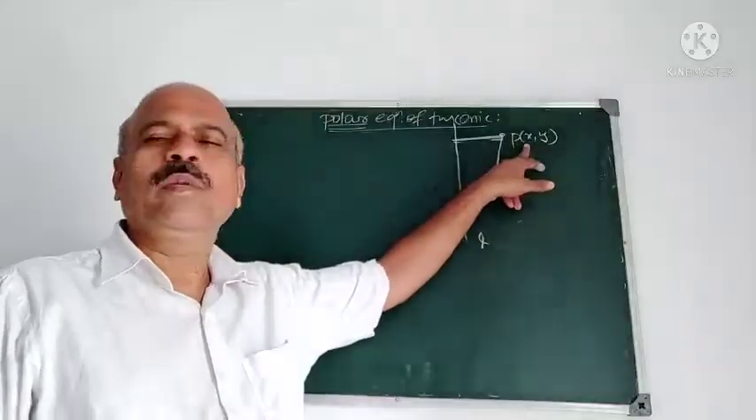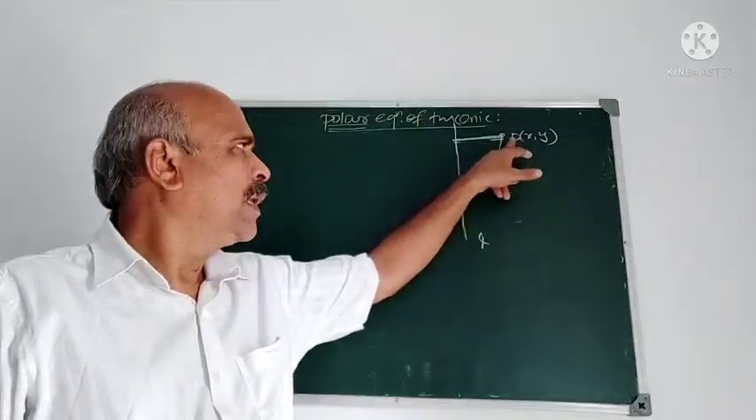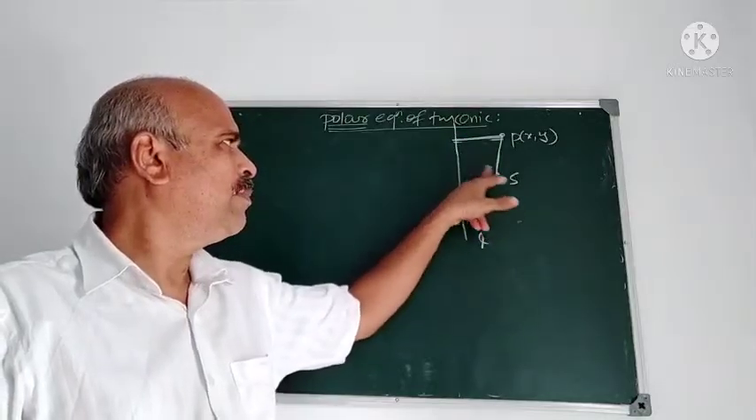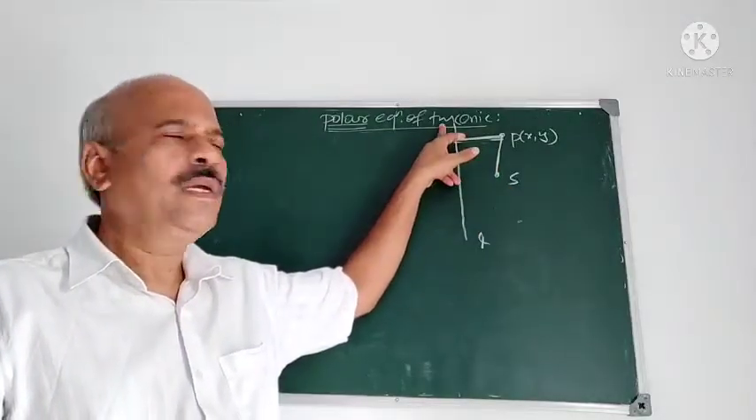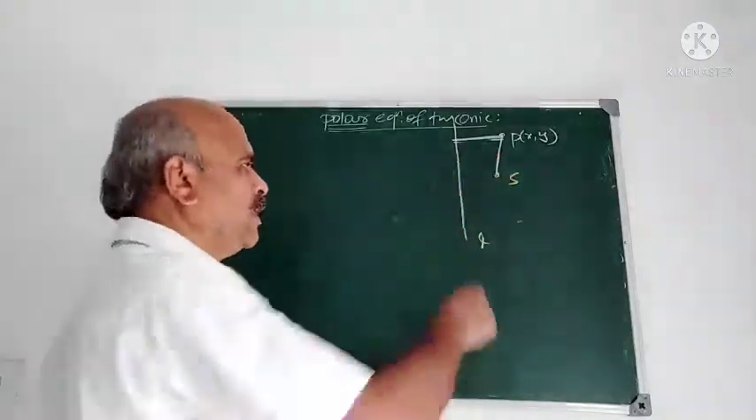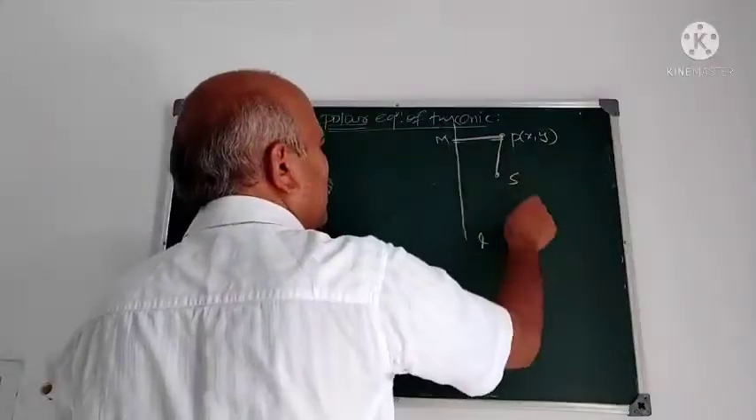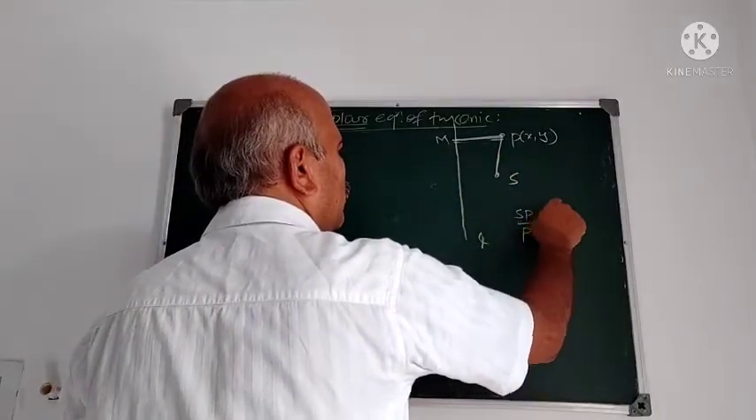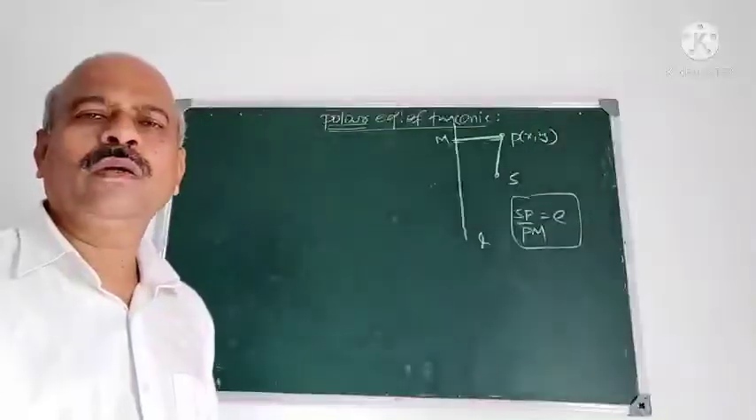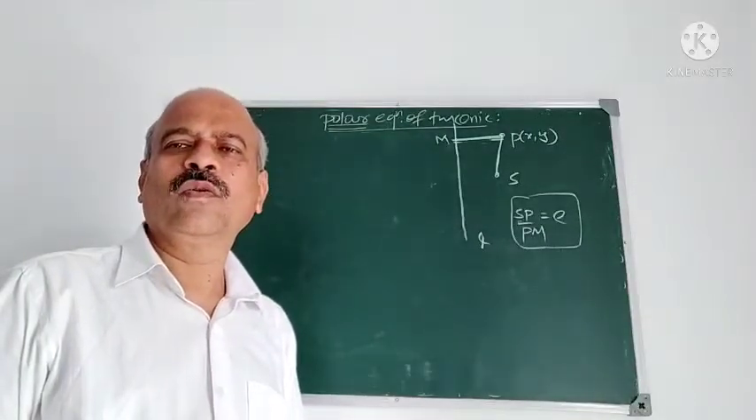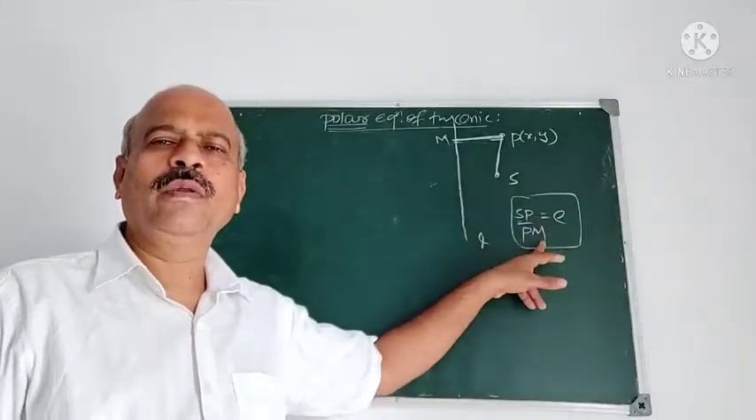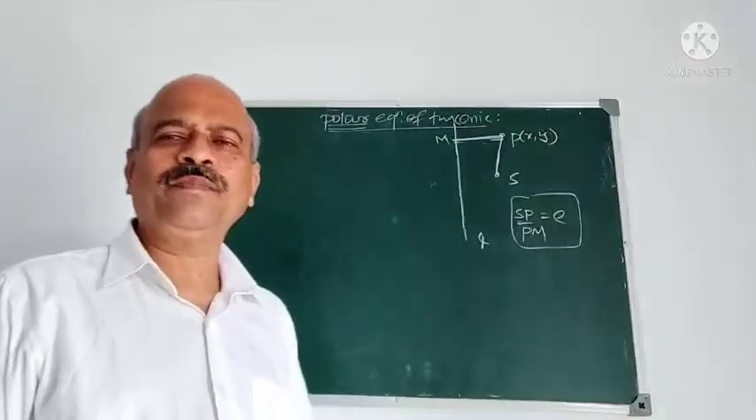Now we consider moving point, how it moves. Ratio of its distance from the fixed point to the fixed line. These two are important here. Fixed point, fixed line. Ratio of its distance from the fixed point to the fixed line is always constant. That means SP by PM is always constant. Then the locus of the point is called conic section or conics. And this constant ratio is called eccentricity.